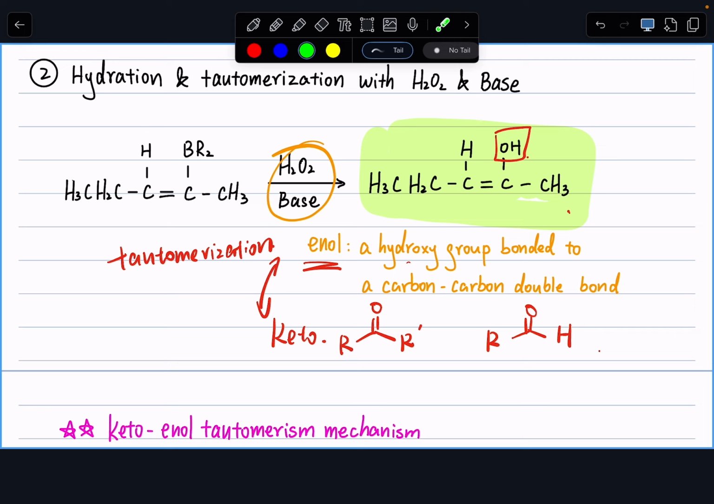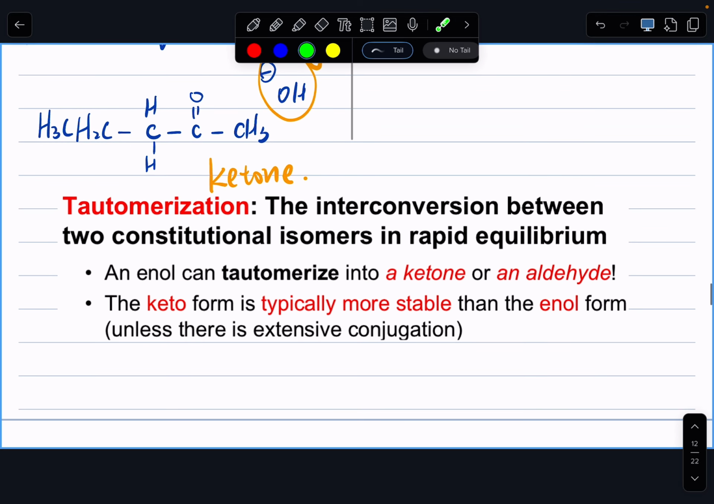Now, we were talking about tautomerization under the basic condition. Right, so again, what is tautomerization? We're talking about tautomerization as an interconversion between two constitutional isomers, right? So your ketone and the enol are two constitutional isomers. And we're saying the enol can tautomerize into a ketone or an aldehyde, right? So the keto form is typically more stable than the enol form, and hence the enol-keto tautomerization can proceed quite rapidly under, well, we went over the basic condition, also under the acidic condition.